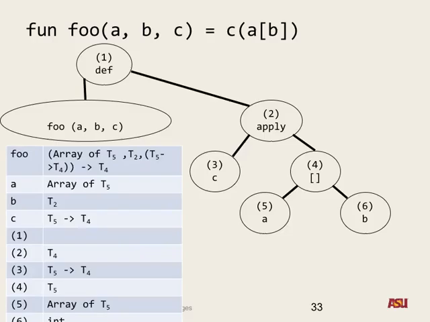So now we know that up here, the foo is now a function that takes in an array of T5 and a T2, and a function that takes in a T5 and returns a T4, and the whole thing is a function that returns a T4.